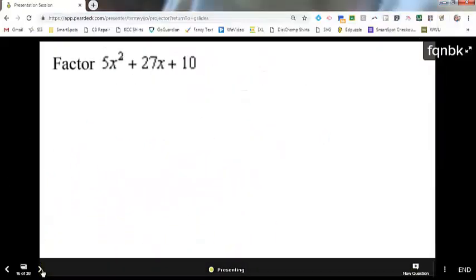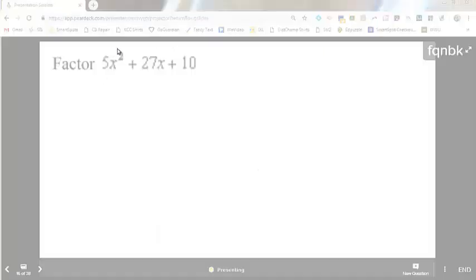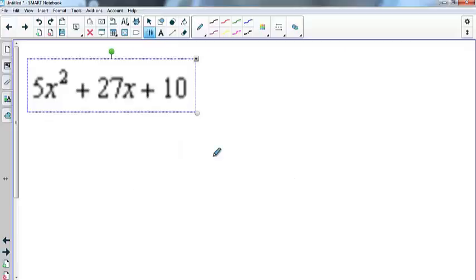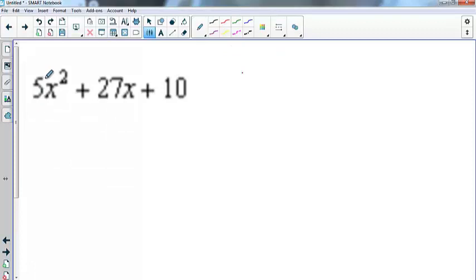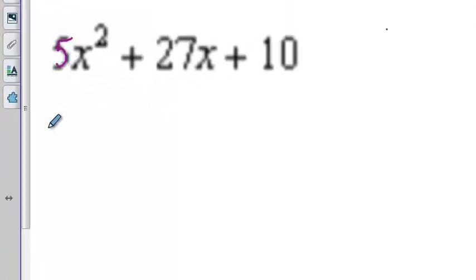All right. Factor. We've been working on these quite a bit here recently. So, whenever I factor and I have a lead coefficient other than 1, in this case it's 5, what do I have to do? Okay, so let's see. Can we take anything out of all 3 of these? Can we divide? No, I can't. So what's my next option?